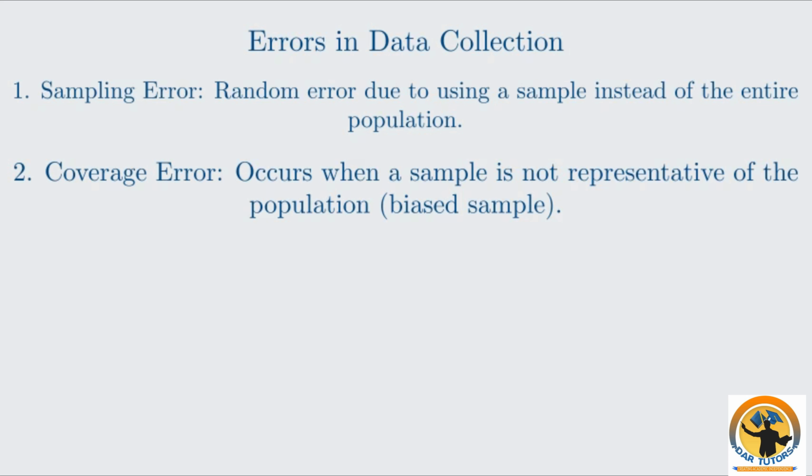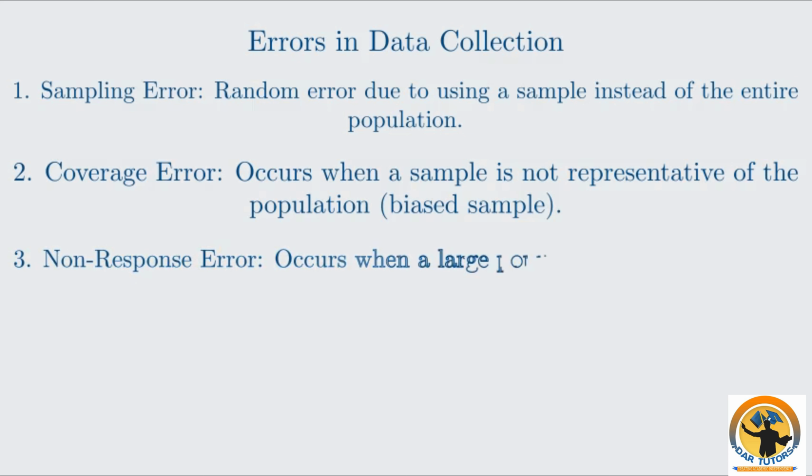The third type of error is non-response error. This happens when a significant portion of the selected sample fails to respond to the survey. This is common in online surveys, where many people simply ignore them. Non-response error is a form of coverage error because the non-responders might be different from the responders in a significant way. For instance, in a customer satisfaction survey, people who are very unhappy are often more motivated to respond than those who are content. The resulting data would therefore overrepresent dissatisfaction.